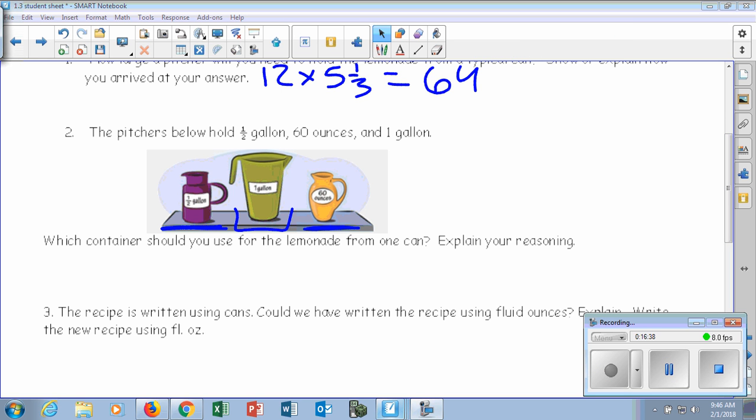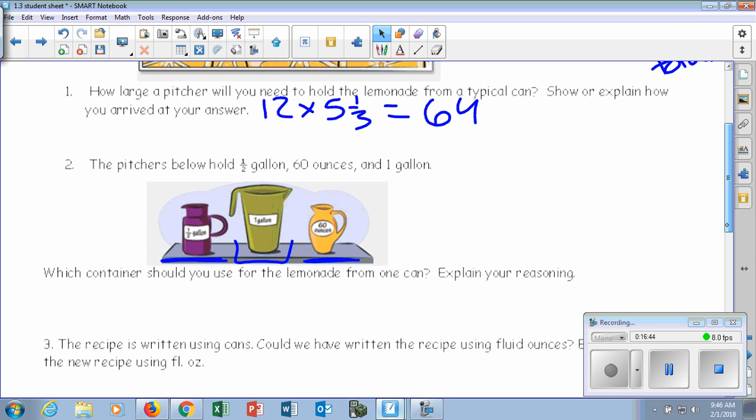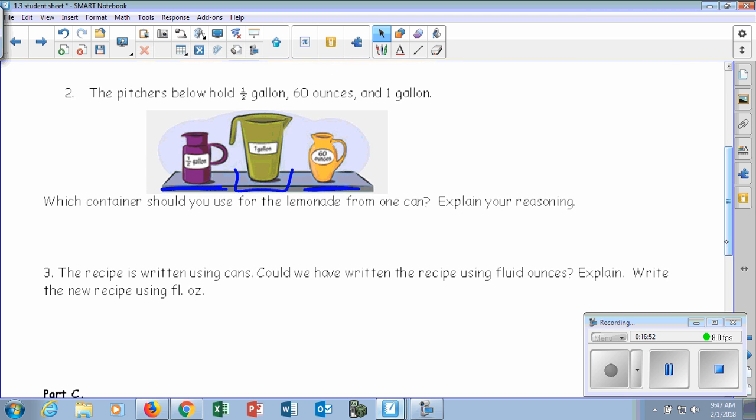So, for question 2, which container should we use for lemonade from 1 can? Well, we found in question 1 that for a typical 1 can, how much is held in it? 64. So that's what we're looking for. That's what we're aiming to get for question 2. Which one of these would be best to collect 64 in it? Maria? The half gallon? Why did you say that?